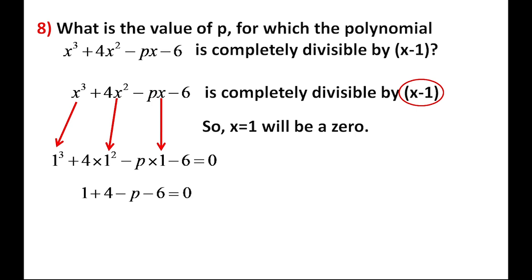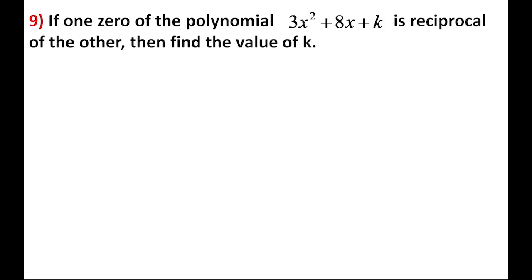So after simplifying it will be 1 plus 4 minus p minus 6 equal to 0. We have to find the value of p. So it will be minus p minus 1 equal to 0. After simplification p equal to -1. Okay, moving to the next one.